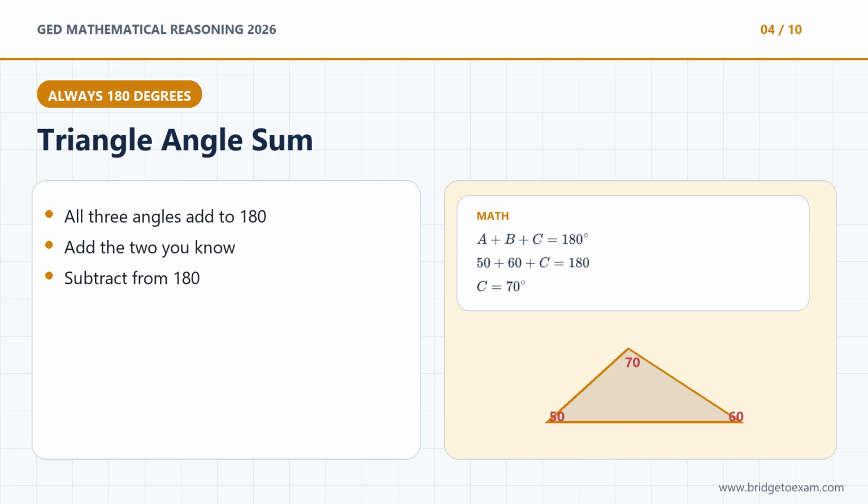The three angles inside any triangle always add up to 180 degrees. So if two angles are 50 and 60, the third must be 70 because 50 plus 60 plus 70 equals 180. Use this to find a missing angle.